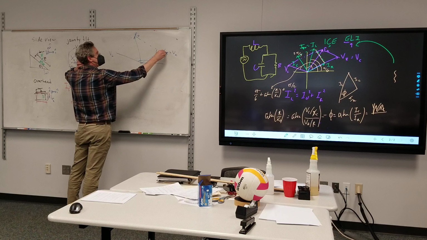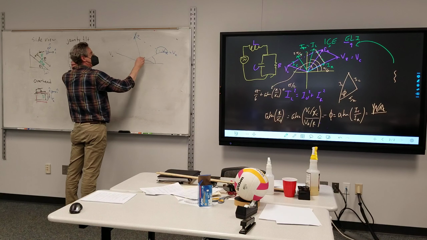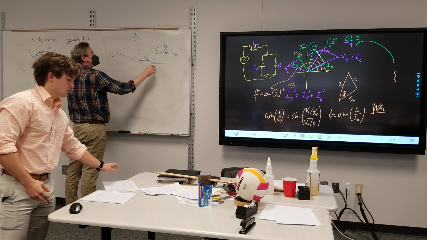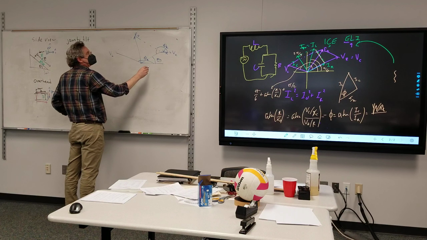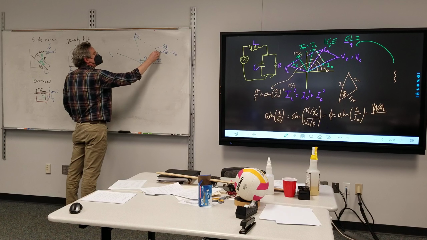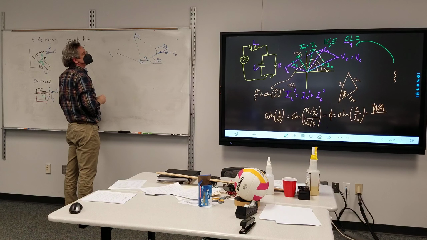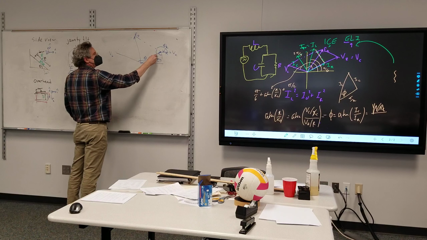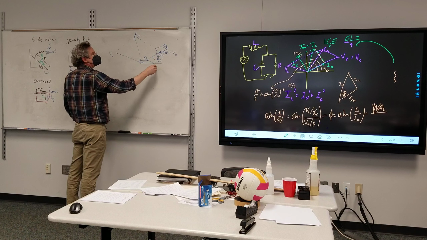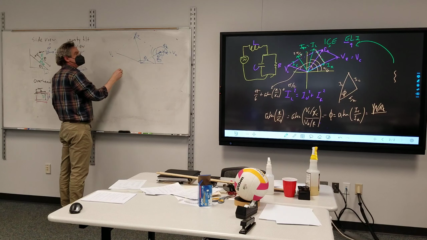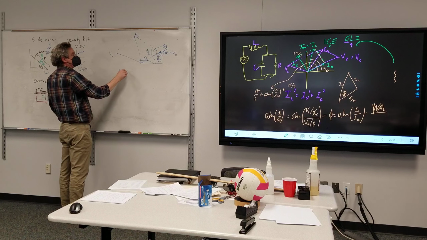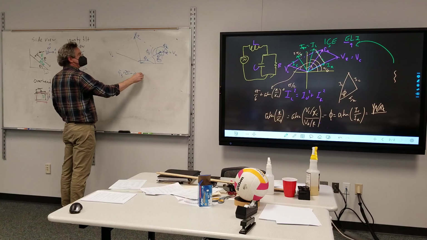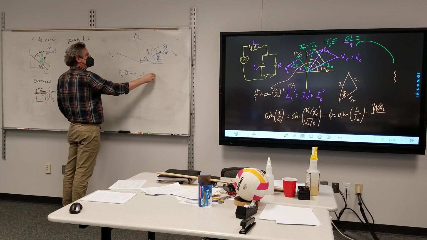I know that this angle here is the same size. So let's do some labels. Let's call this phi 2 and phi 2. Call that theta. This angle here is the complement of theta, and that's a right angle. So this angle here, we'll label this phi 3. Phi 3 is equal to 2 pi, minus phi 2, minus pi over 2, minus the complement of theta.